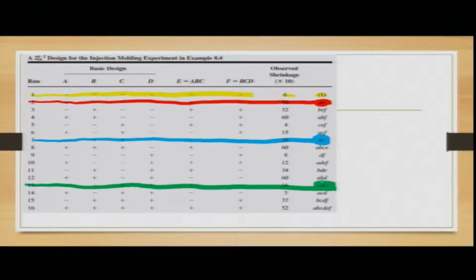And lastly, let me use another color, the dark one. It may be difficult for you to read, but please bear with me. If you see the 16th run, it is positive for all, and the observed shrinkage values, which you already know, have been calculated. So, the effects are basically for A, B, C, D, E, F combined together.